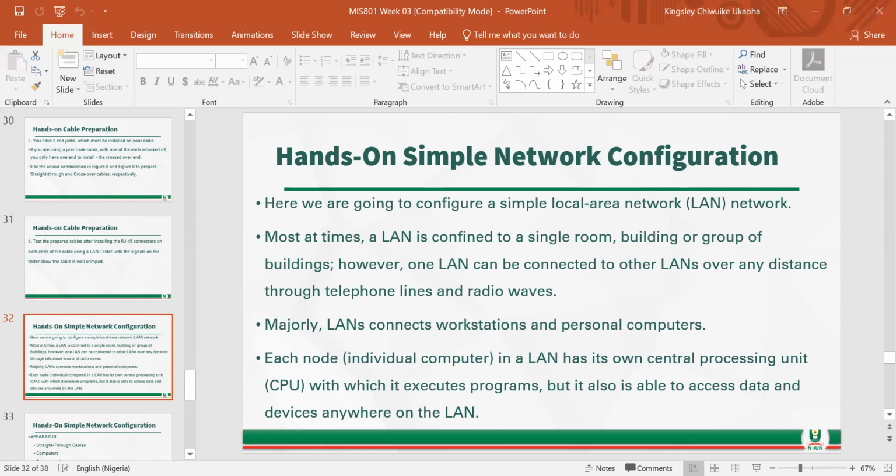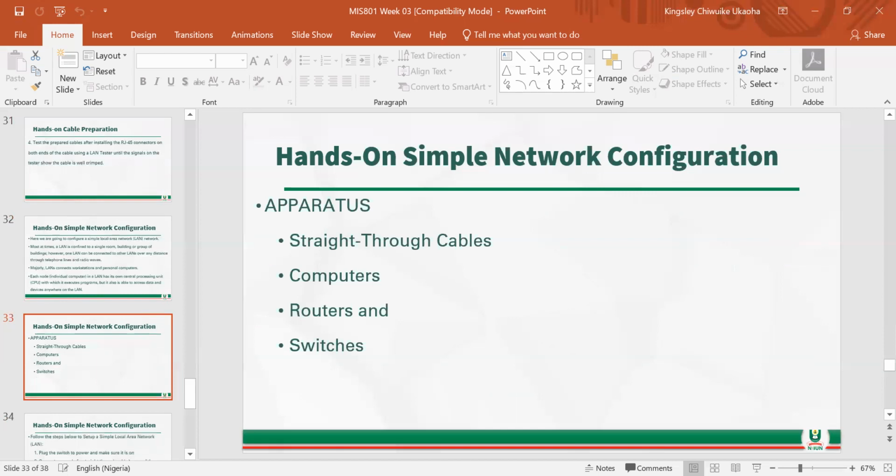Majorly, LANs connect workstations and personal computers. Each node, that is each individual computer in a room, has its own central processing unit with which it executes programs, but it also is able to access data and devices anywhere on the LAN. For our apparatus, we need straight-through cables, computers, routers, and switches.